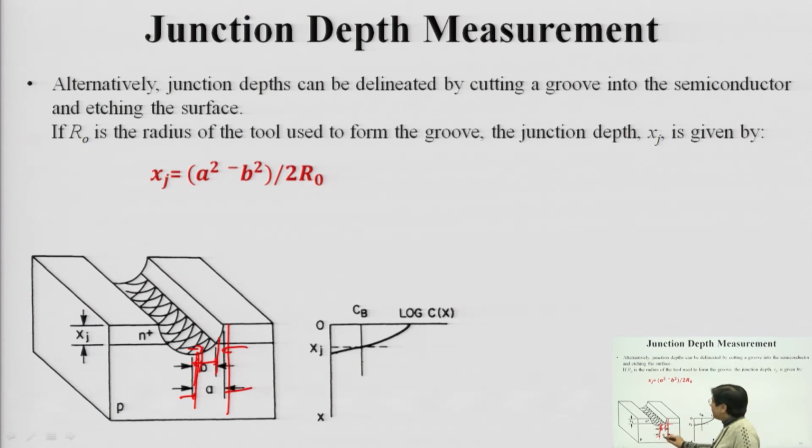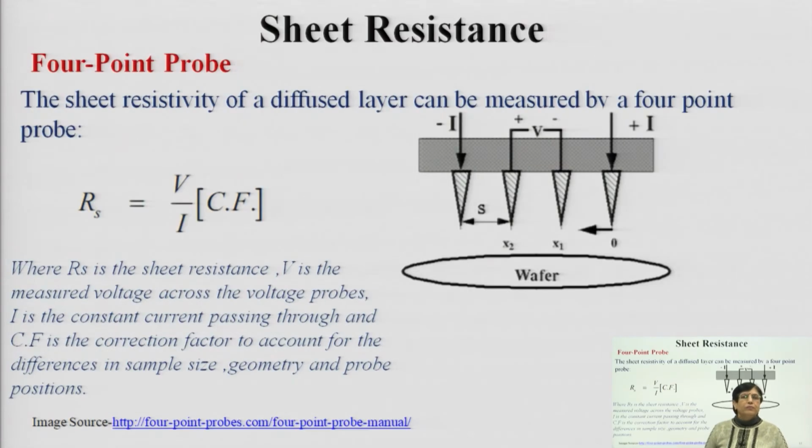Once the dimensions of A and B are known, you can calculate the junction depth xj as (A square minus B square) upon D, or 2 R0. Now, what is this R0? R0 is nothing but the radius of the curvature tool with which the grinding or groove is formed, and D is the diameter of this particular groove. The groove diameter is in the denominator, and you calculate A square minus B square, which will give you the junction depth.